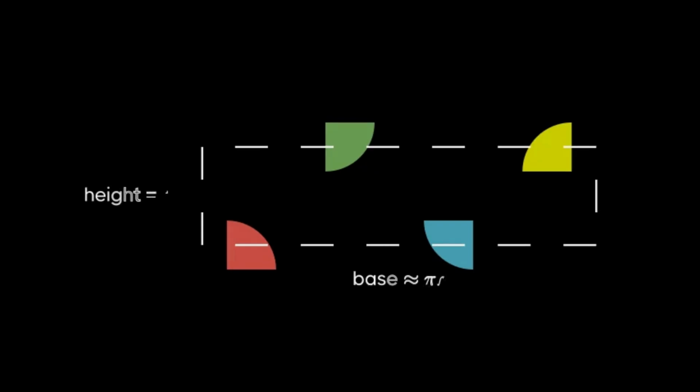The height of this shape is exactly the radius of our circle, and the width is approximately half the circumference, which equals pi times r. With just 4 sectors, our approximation is quite rough. The jagged edges prevent us from getting an exact rectangle.